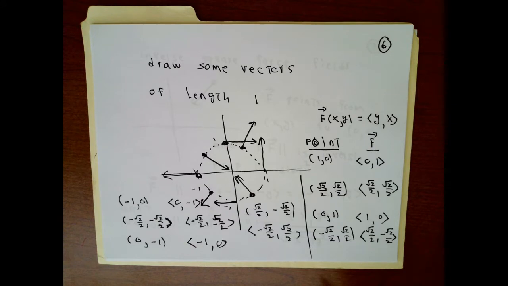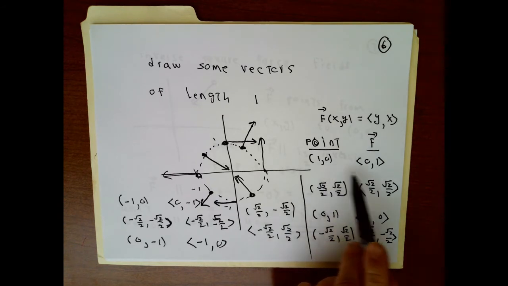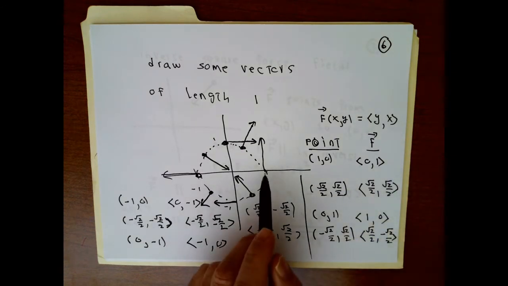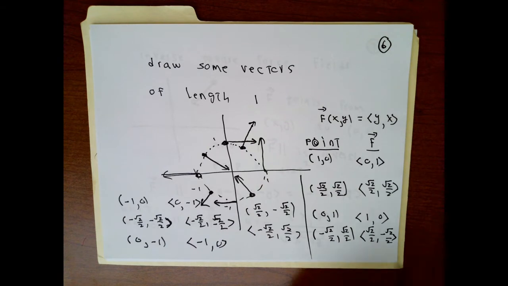For this particular vector field, you can draw in a wide variety of points. For instance, the point (1, 0) would give the vector (0, 1). So at the point (1, 0), I'll put the initial point of my vector and I'll draw the rest of the vector in as indicated.